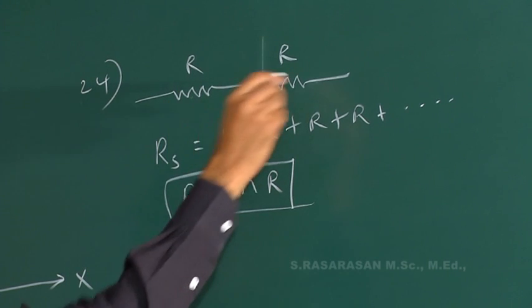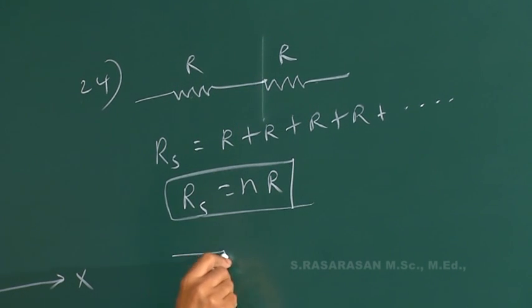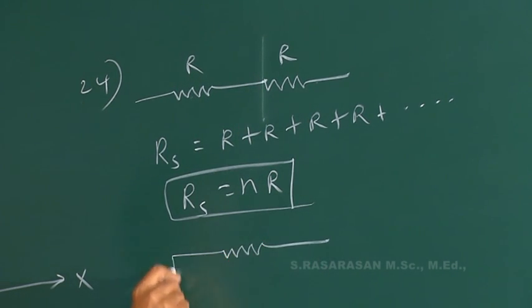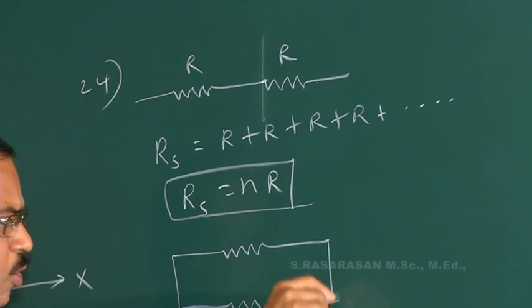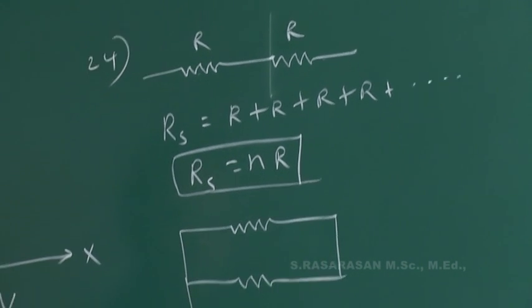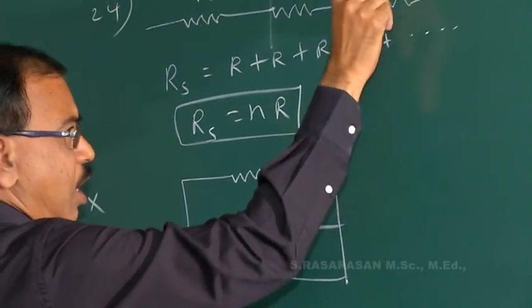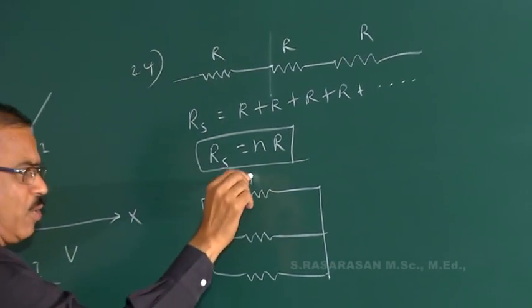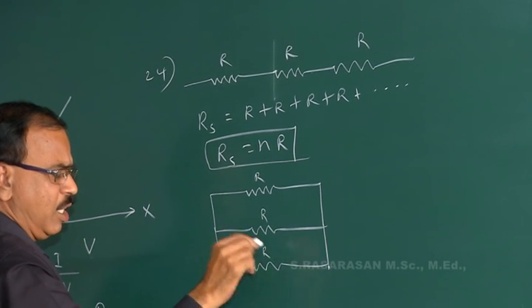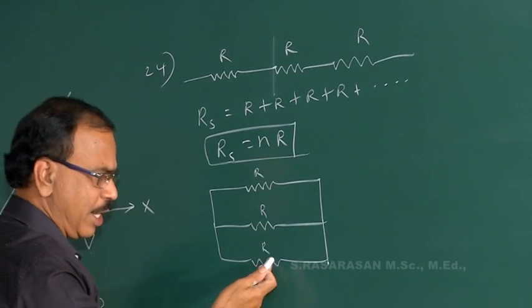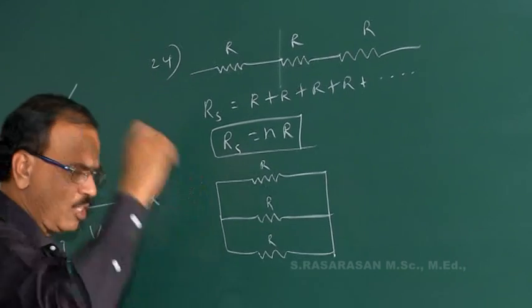The same resistors now connected in parallel. Parallel combination, 2 resistors. If there are 3 resistors, here also you can put 3 resistors. The same resistors now connected in parallel, like this: 3, 4, 5, 6, 7, n resistors.